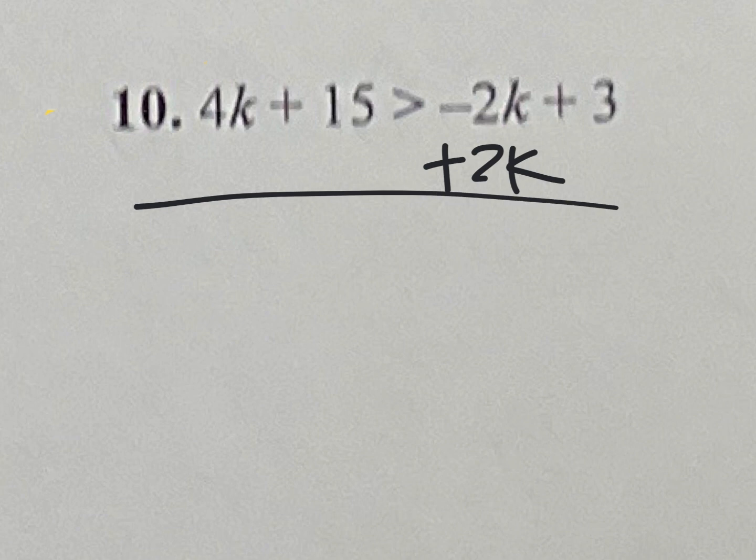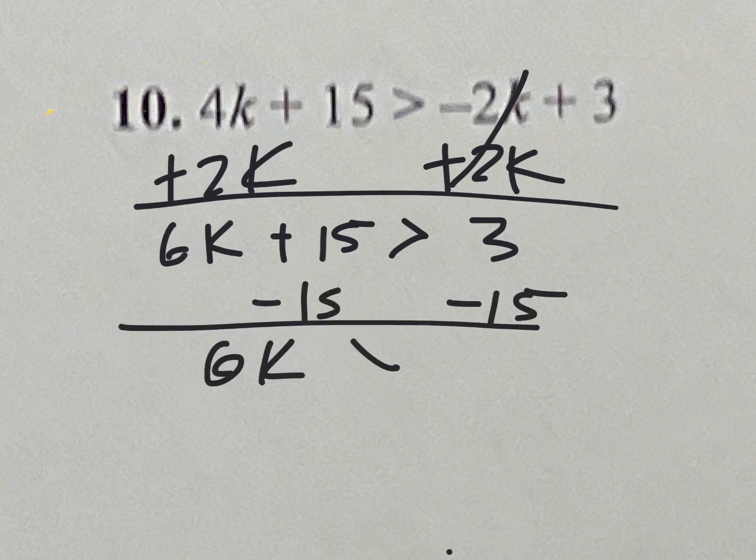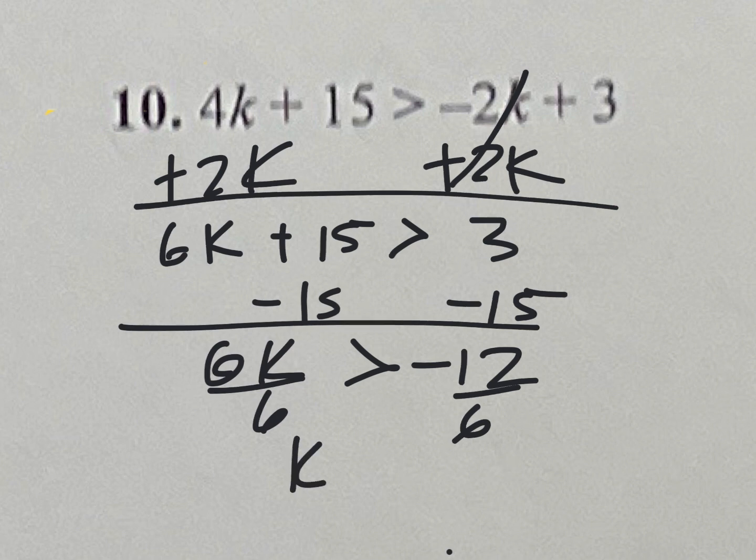So minus 2k, I get rid of with a plus 2k. That leaves me with 6k plus 15 is greater than 3, because the 2k's are going to cancel. Take away 15. So I've got 6k is greater than negative 12. And divide both sides by 6. K is greater than negative 2. Remember, I don't need to flip it because that number was a negative, but it's all about this number and whether or not it's a negative.